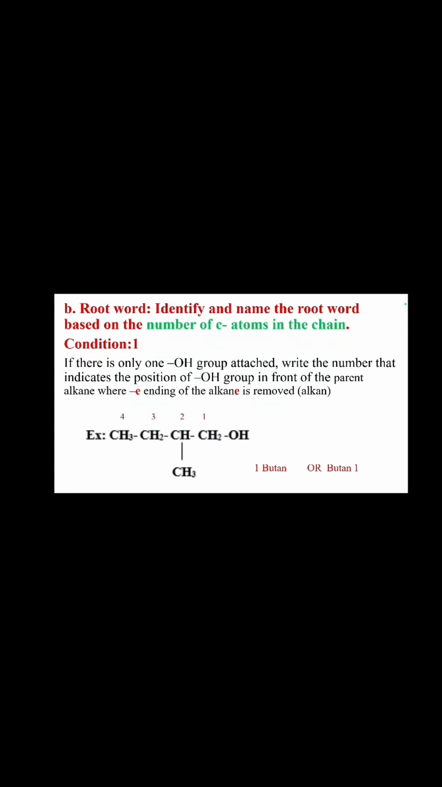In this example, there is only one OH functional group present, so it will be 1-butane. The OH functional group is located on the first carbon, so it will be 1-butane, or it can be written as butane-1. You have to remove the E from the alkane, so actually it should be butane, and we remove the E because we have to replace it with the suffix OL towards the end.